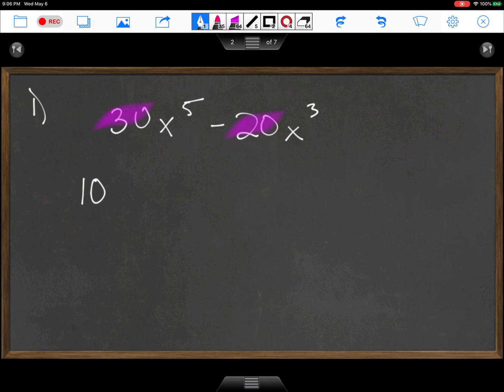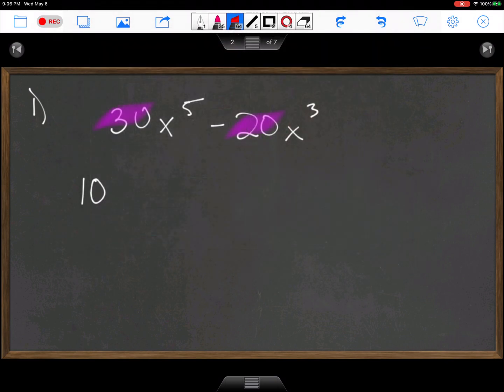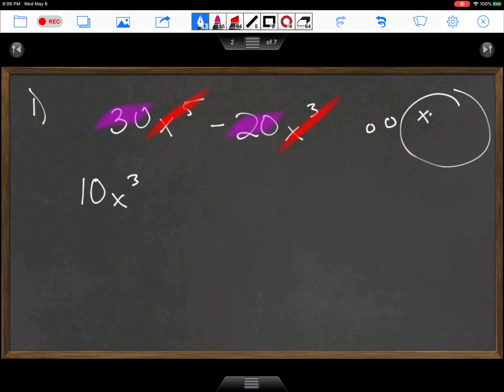The next thing I'm going to look at is my variable, and in this case I've got an x to the 5th and x cubed. Both of those have a factor of x cubed. Let me prove that in a little thought bubble up here. x to the 5th is 1, 2, 3, 4, 5 factors of x, and x cubed is x times x times x. So they actually both have an x cubed in common. That's why I'm going to divide out or factor out an x cubed.